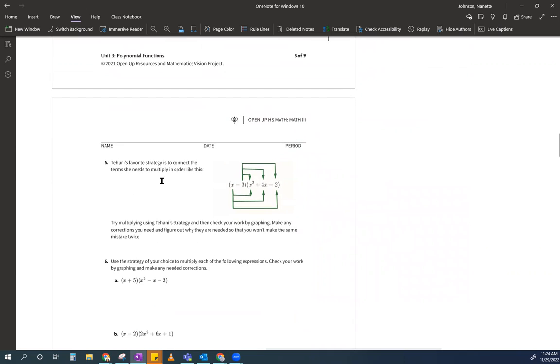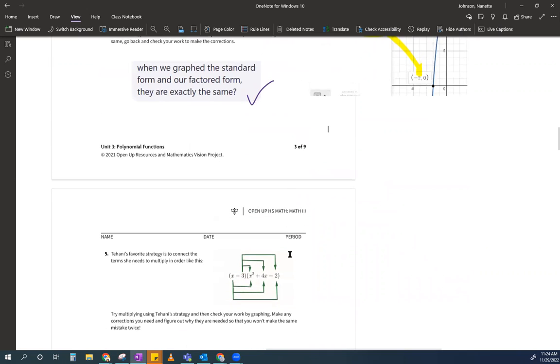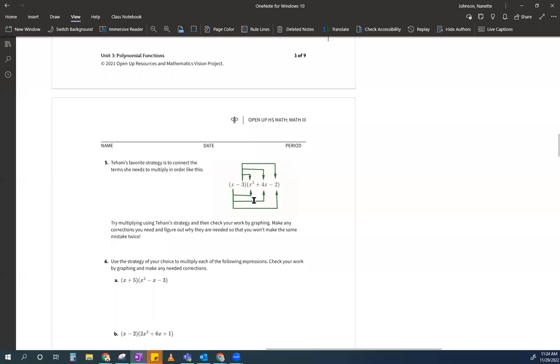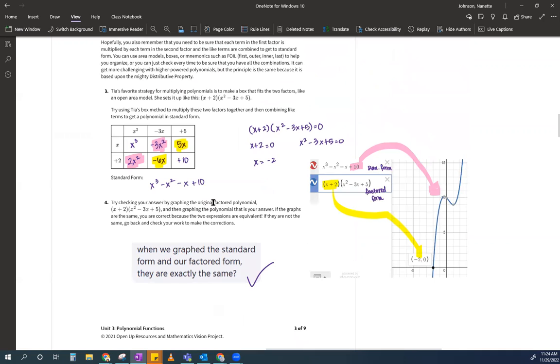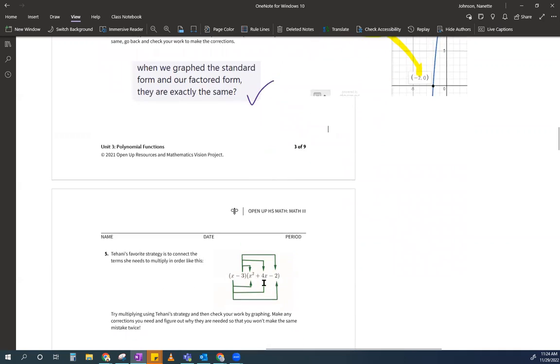Okay, now number 5. So this is Tahani's method. Is this the same problem? No, this is a different problem. So now what I want you to do is I want you to try this. Now, actually try this method, okay? So we always have this, it's called confirmation bias. Like I show you one thing and you're like, I love this way. And then I show you another way and you're like, I don't like that way. And it has to do with what you experience first. So regardless, can you please try this way?